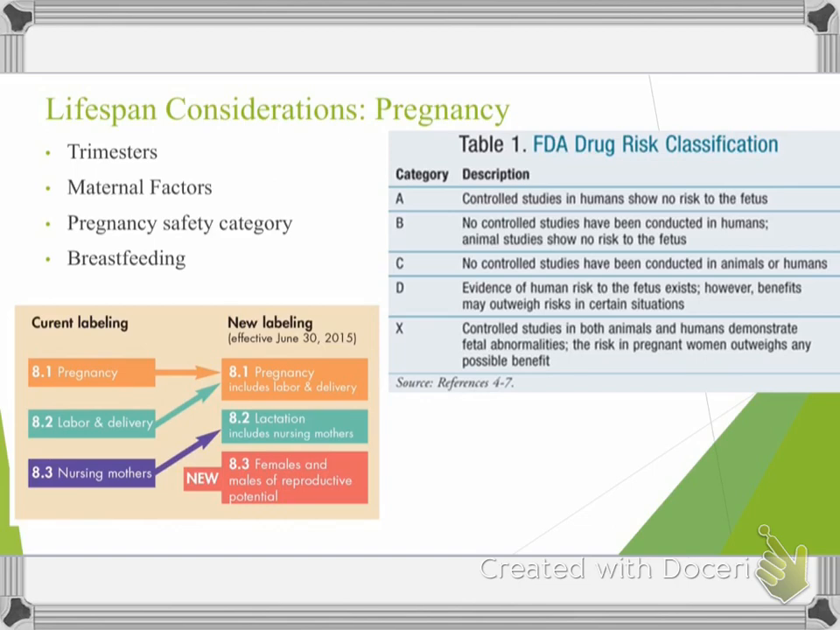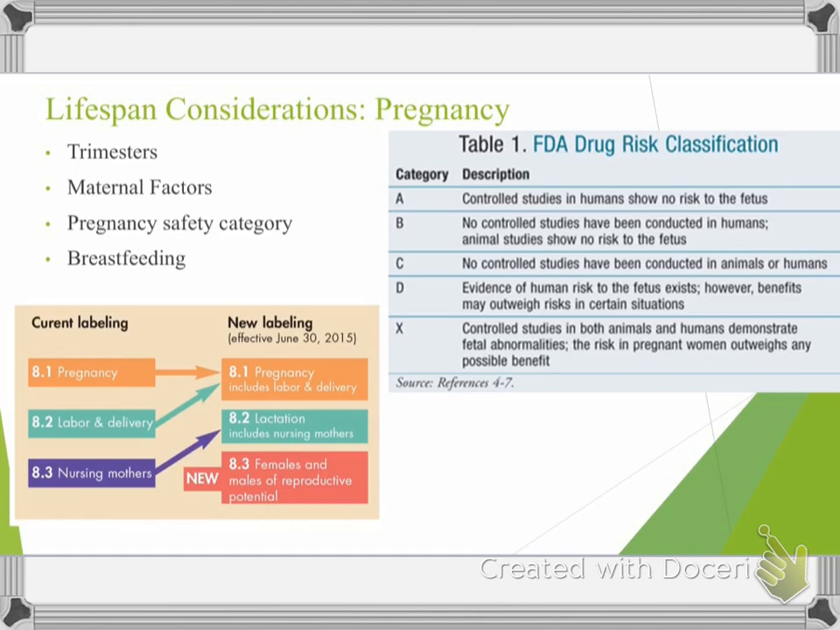There are pregnancy safety categories over on the right side: A, B, C, D, and X. It's fairly safe to give A and B drugs. It's not very good to give C and D, but the physician may decide that the benefits are better than the risks, so they may still go ahead and give a medication.